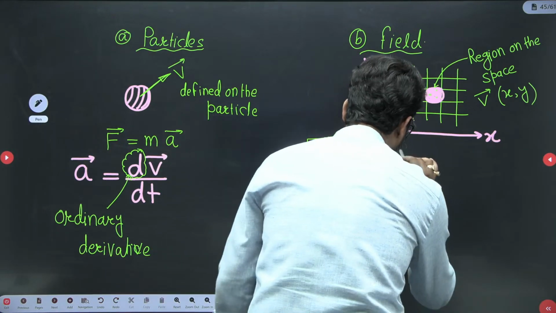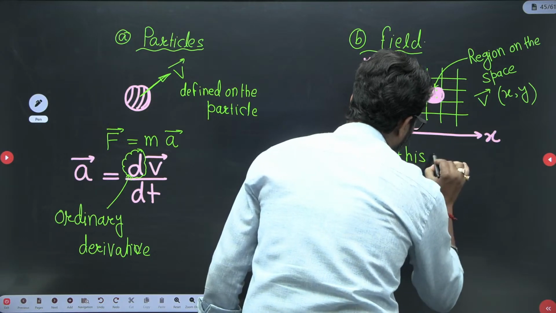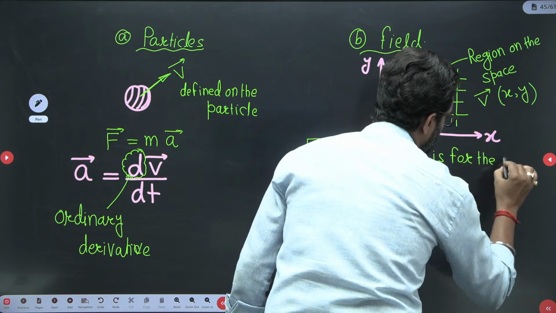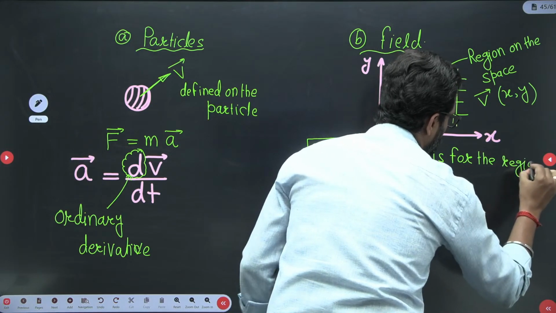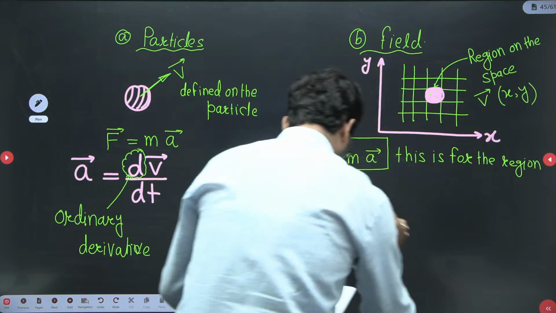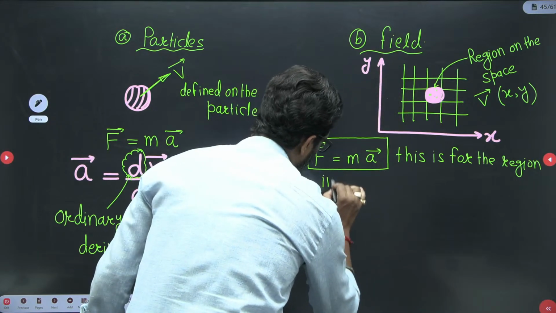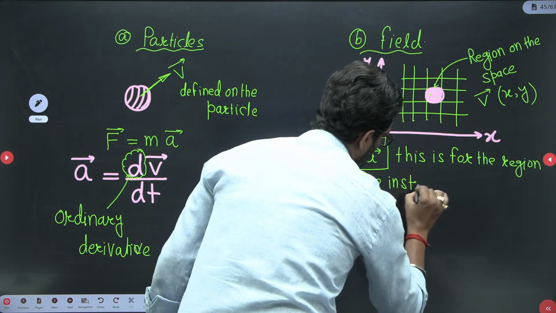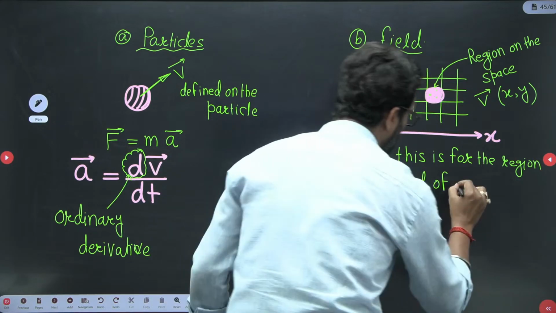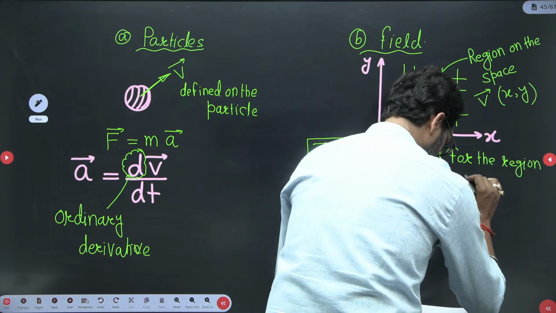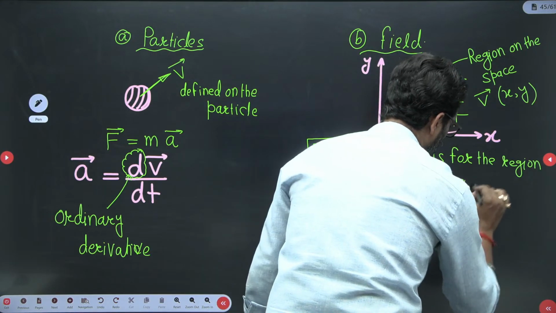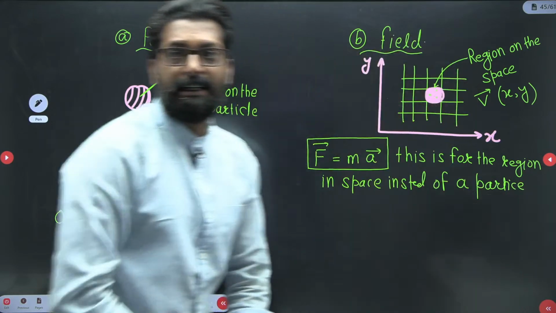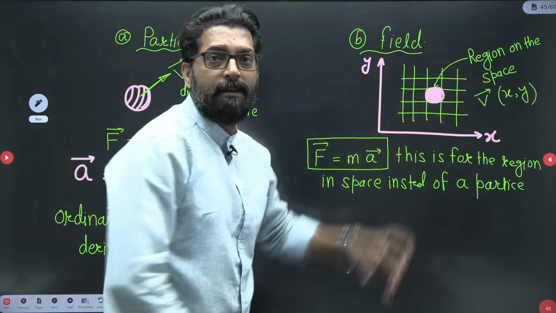So if you find the acceleration for the region of the space, this is for the region in a space, instead of an individual particle. So instead of a particle, we have to identify the region in the space.